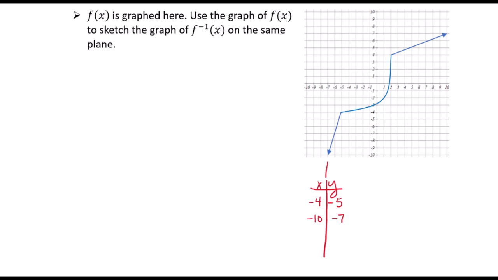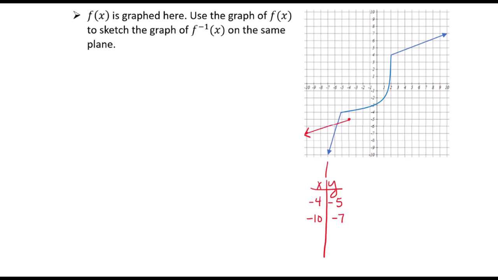The negative 4, negative 5 will end up here. Negative 10, negative 7 ends up here. And I can draw my nice line between them.